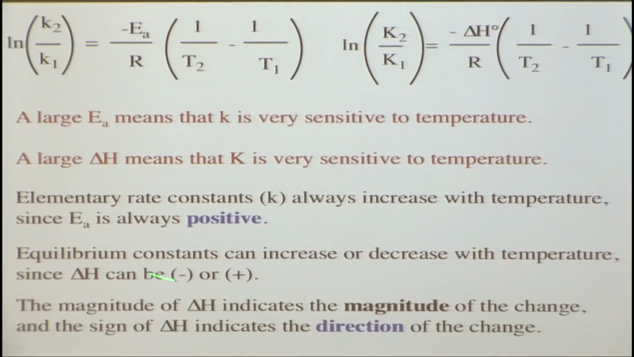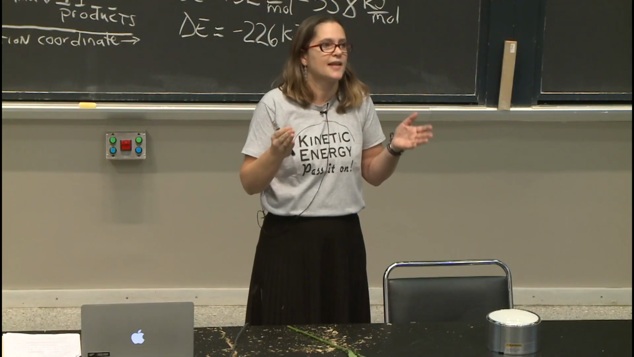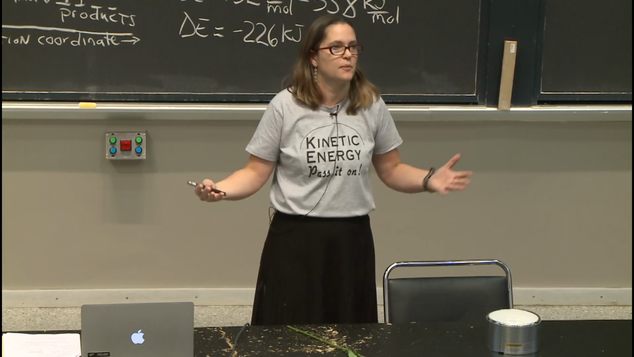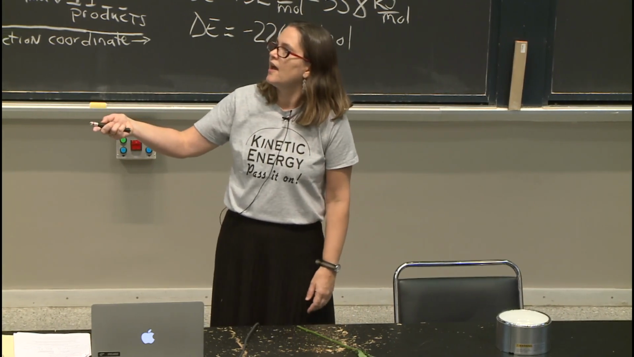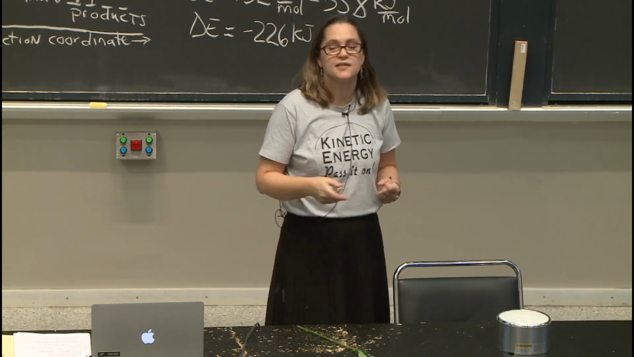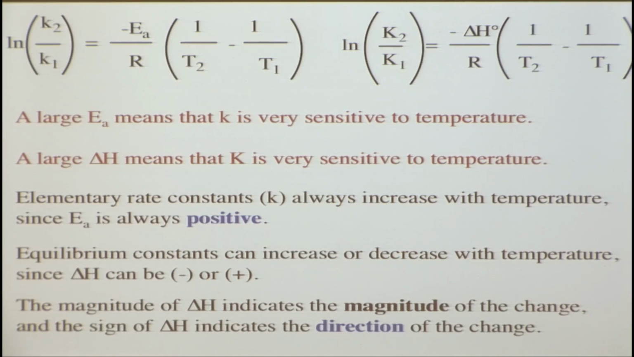So the magnitude of delta H, how big the number is, tells you about the magnitude of the change, how much the equilibrium constant will change. Will K1 and K2 be almost like each other or really, really different from each other, those equilibrium constants? And the sign of delta H, whether it's positive or negative, tells you the direction of the change. Will it increase or decrease?